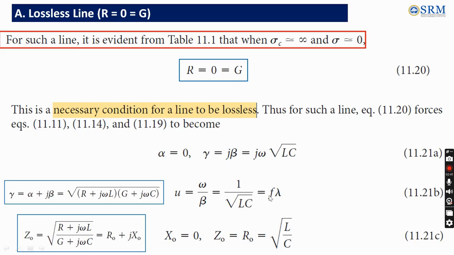This velocity can be equated to frequency times the wavelength. If we apply R and G as 0 in the characteristic impedance, the real part gets cancelled, and in the imaginary part also j omega gets cancelled. Then we get only root of L by C. So the characteristic impedance is purely resistive in nature. The reactance part is 0.